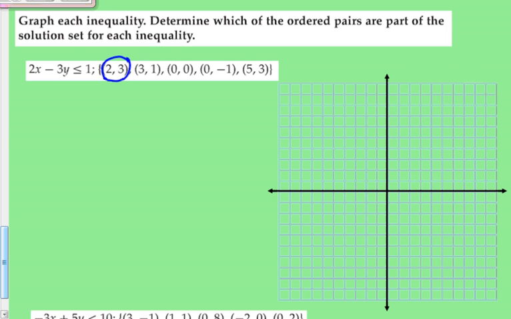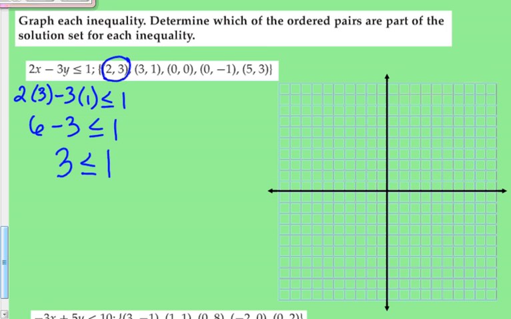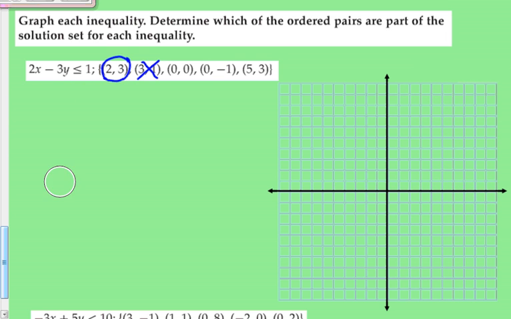If I do the 3, 1, 2 times 3 minus 3 times 1 less than or equal to 1, this would be 6 minus 3 less than or equal to 1. 6 minus 3 is 3. Is 3 less than or equal to 1? No. So this is not a solution. And you would just continue that through all your points. And like I said, the other way is to graph it and see which side those points fall in. That should cover your lesson. See you in class.